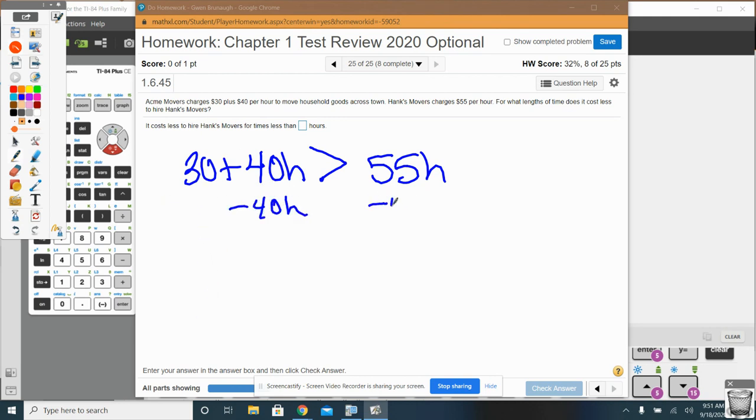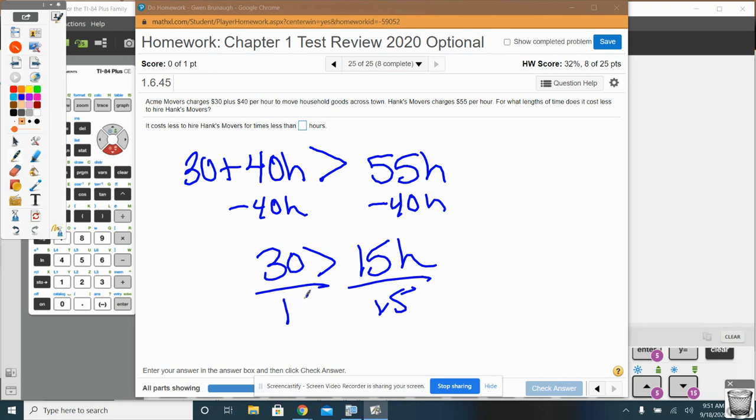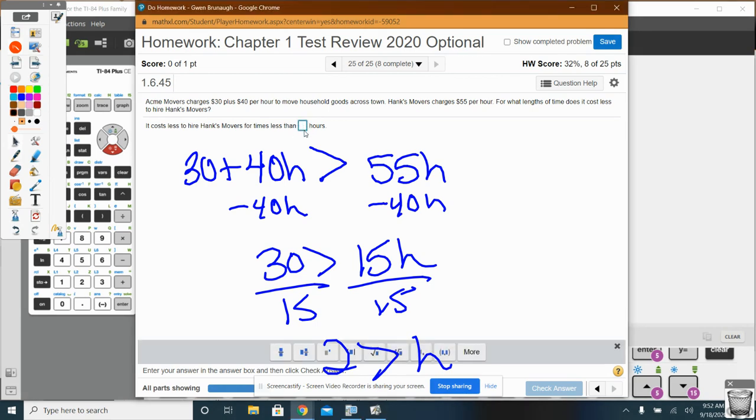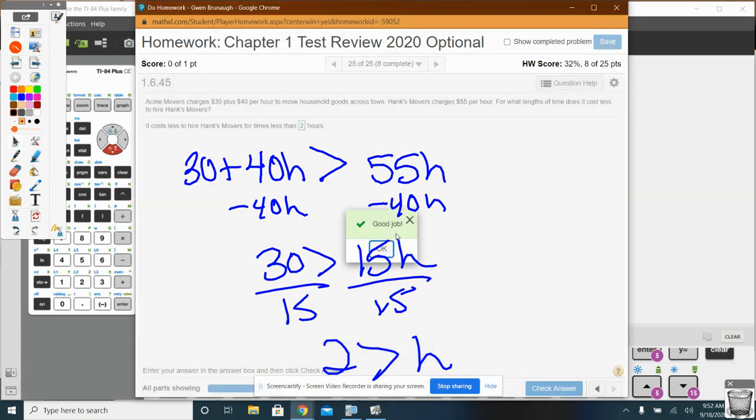Minus 40 minus 40. 30 is greater than 15 hours. Divide by 15, and 2 is greater than h. So if it was less than 2 hours, it would be cheaper to go the other route.